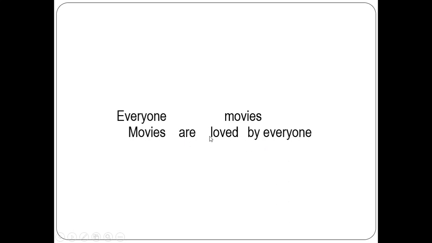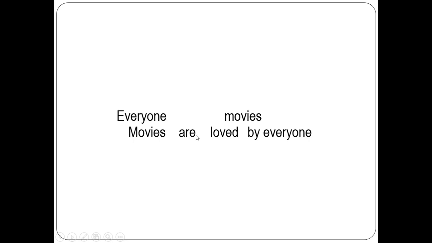So if you notice, the verb changes quite radically. Suddenly you have two constituents. You have the main verb in the passive participle, loved, and then you have the auxiliary verb, in this case the verb are, which is in the present. So, movies are loved by everyone.